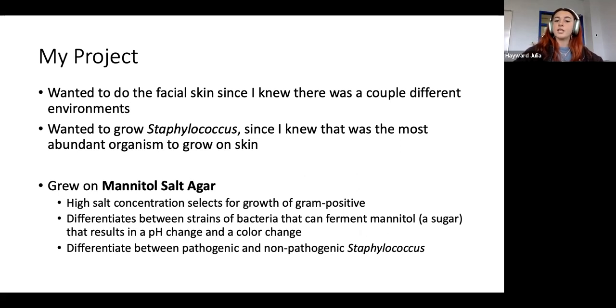But this also differentiates between strains of bacteria that can ferment mannitol, which results in a pH change and ultimately a color change. When the bacteria can ferment the mannitol, they'll produce an acidic byproduct, which will change the pH of the agar, resulting in it changing color as well. It also differentiates between pathogenic and non-pathogenic Staphylococci. Pathogenic strains will degrade mannitol and use it as an energy source, and non-pathogenic strains will not do this.